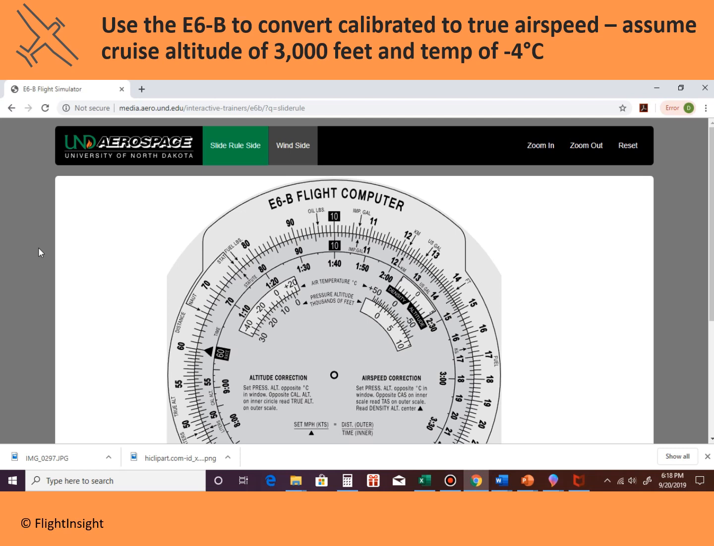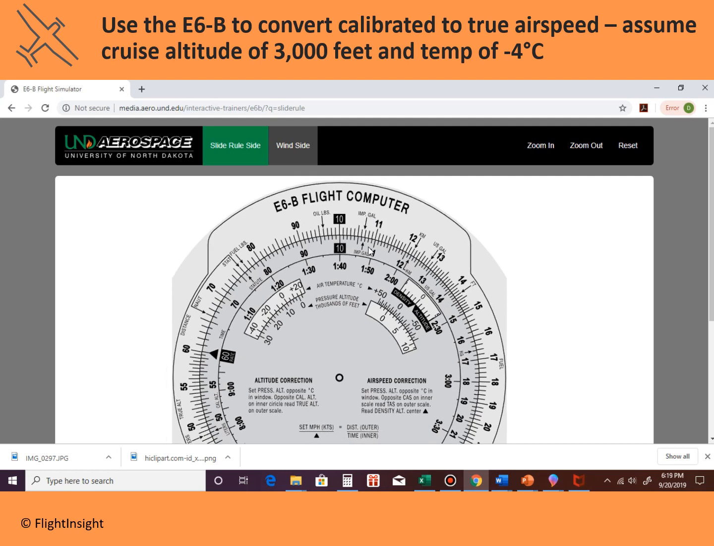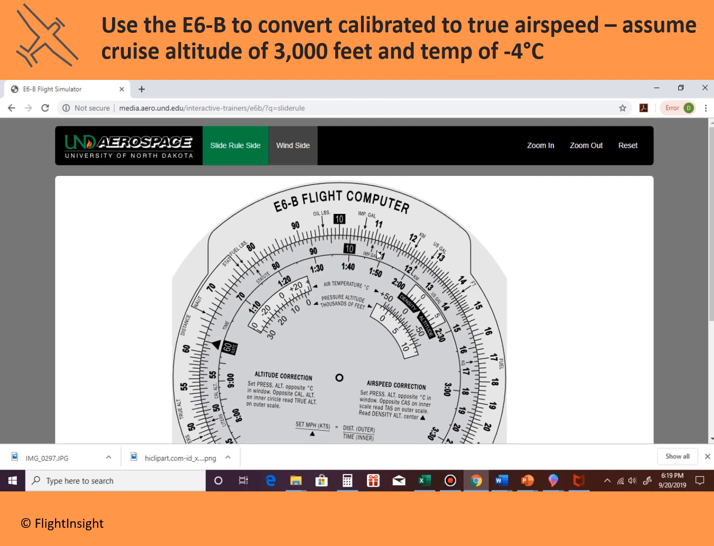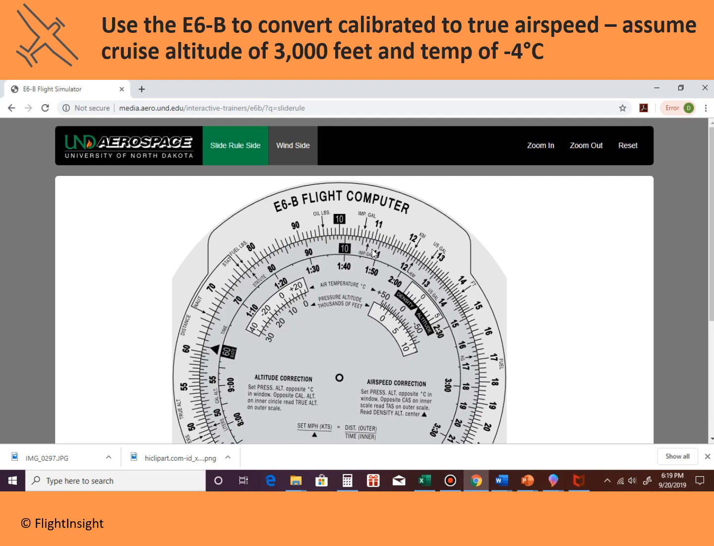So in the example, we're going to use a pressure altitude of 3,000 feet, and an outside air temperature of -4 degrees Celsius. Do you see the window here where it says pressure altitude, and then the arrow is pointing over here for thousands of feet? So what we want to do is spin the card around in such a way as to line up the -4 degrees Celsius with 3,000 feet.